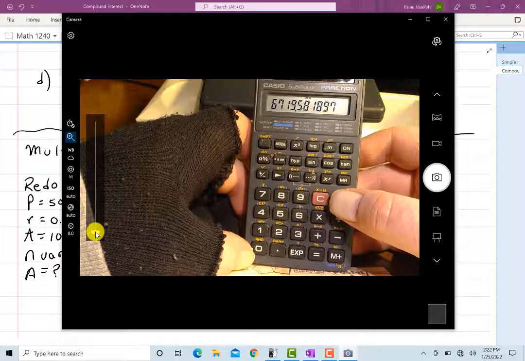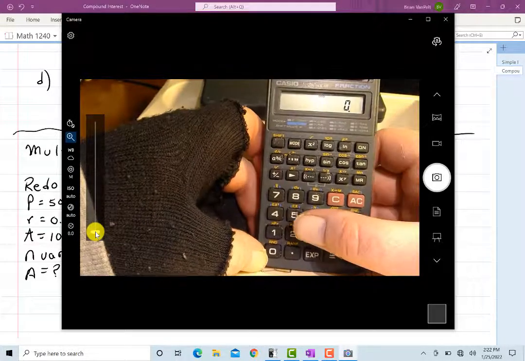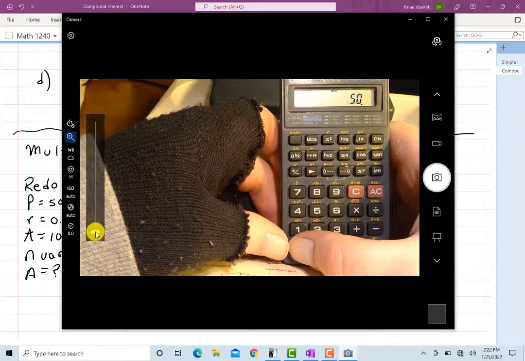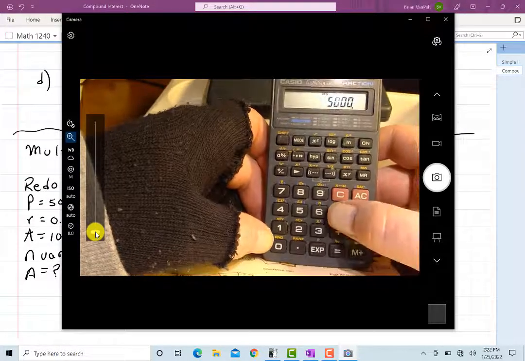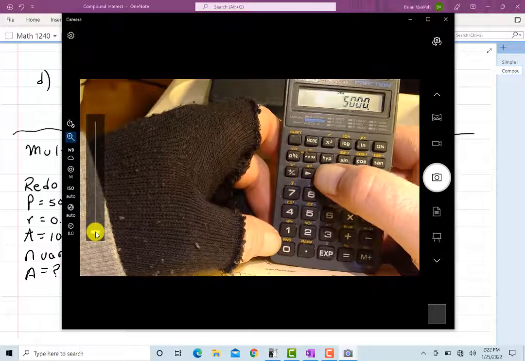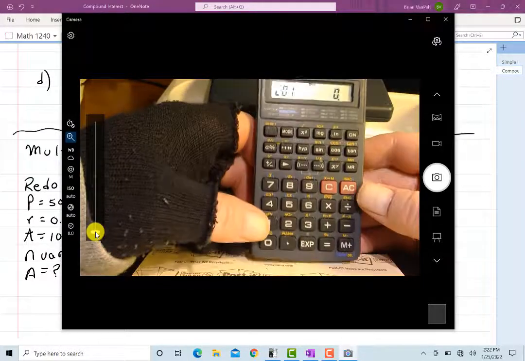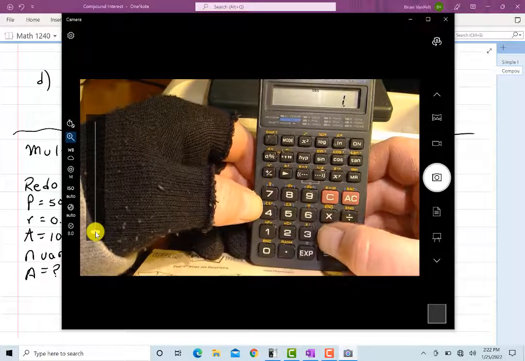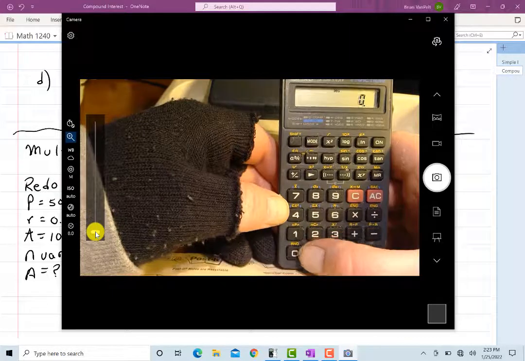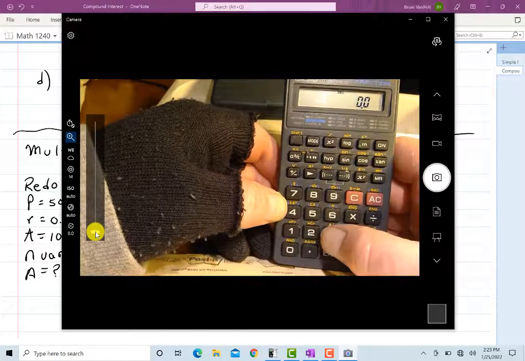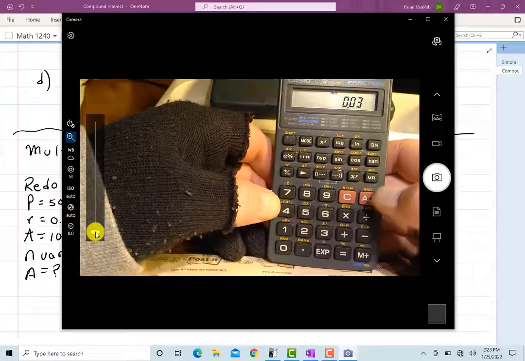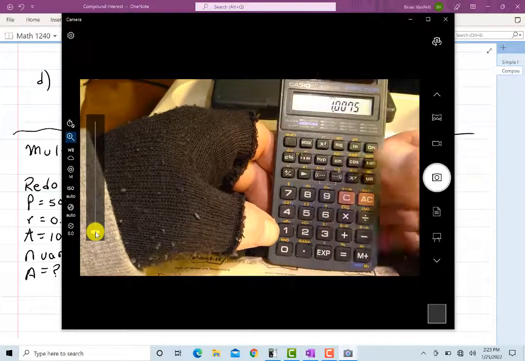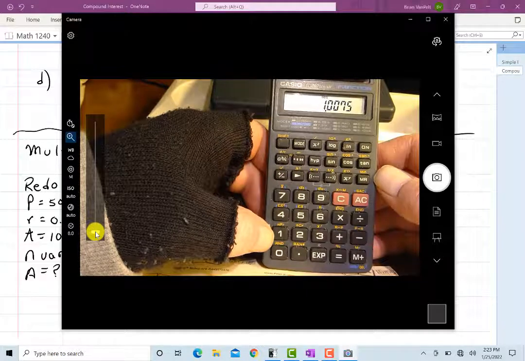Now let's try it for quarterly. I'll do the same thing as before, 5,000. And then I will do times. I will start a parenthesis. I will go 1 plus 0.03 divided by 4. And let me finish the parenthesis. That's what's inside of the parenthesis.